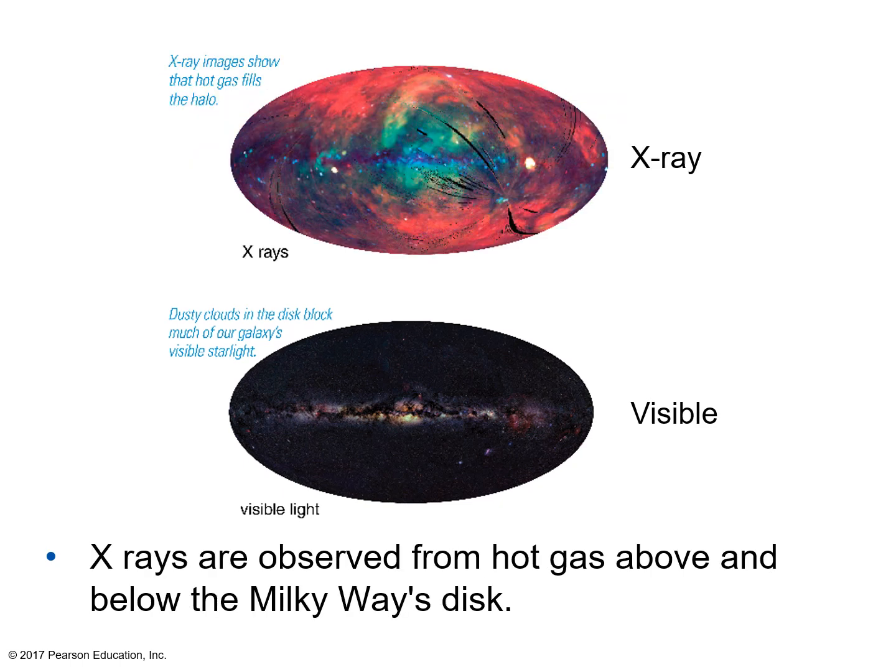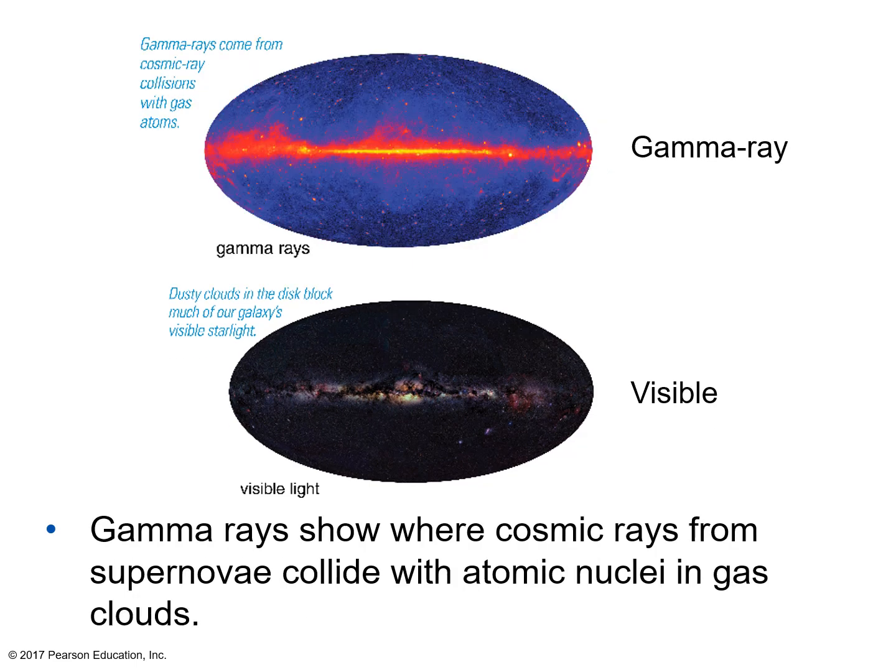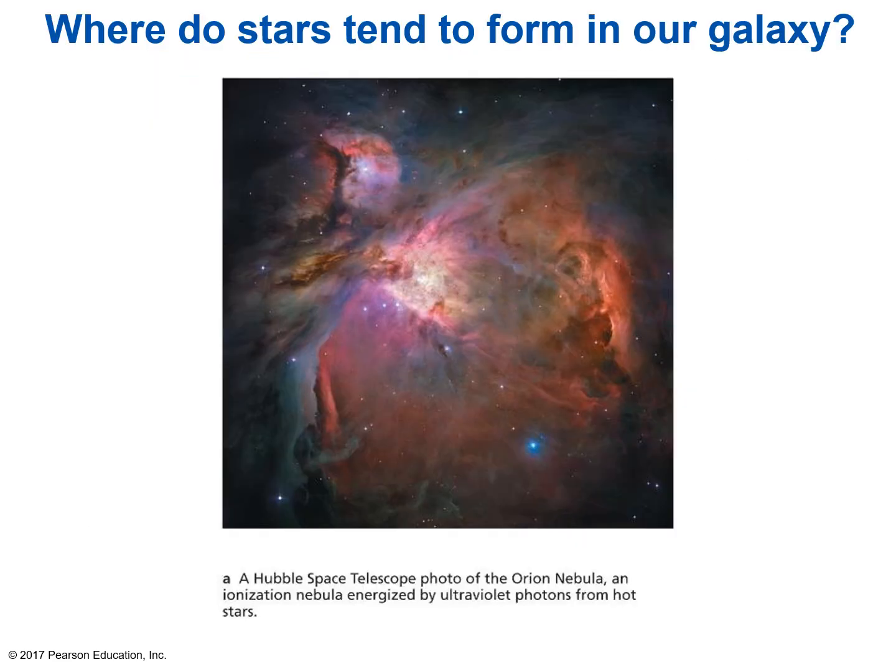Moving on to higher frequencies, X-rays are observed from hot gas above and below the Milky Way's disk. Even higher frequencies, gamma rays, show where cosmic rays from supernovae collide with atomic nuclei in gas clouds. So the gamma rays are from the collisions between the cosmic rays and atomic nuclei. It's a way of mapping out the atomic nuclei. It's another way of mapping out where the gas clouds are.